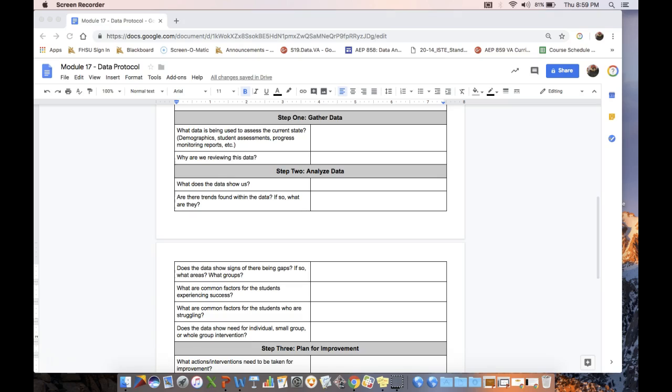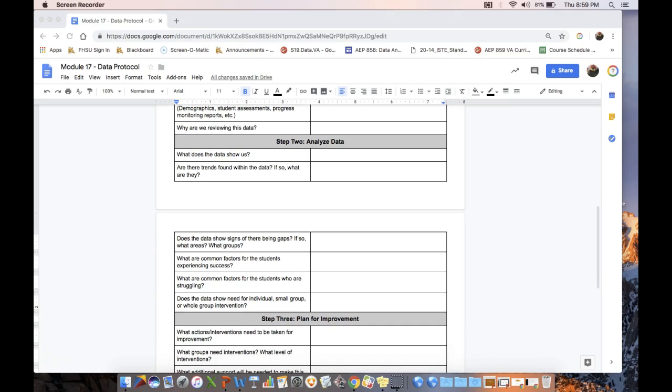For step one, in gathering the data, I want our teachers to know what type of data is being used in order to assess the current state of the program or the class. Are we using demographic data? Are we looking at different demographic groups, student assessments, or progress monitoring reports? What type of data are we looking at? And then I also want them to know the why behind this whole process. Why are we looking at this data? What are we hoping to improve within our classrooms?